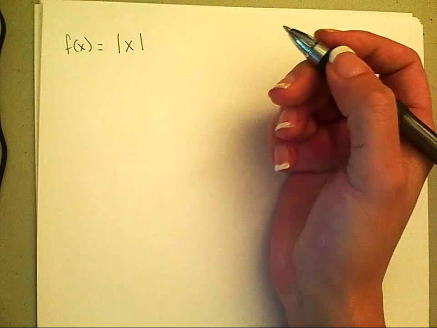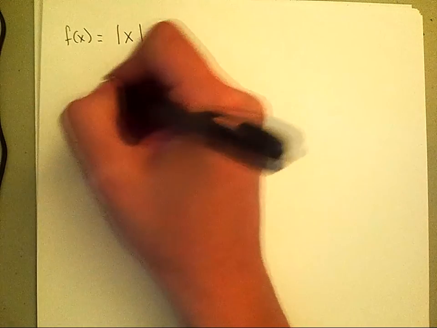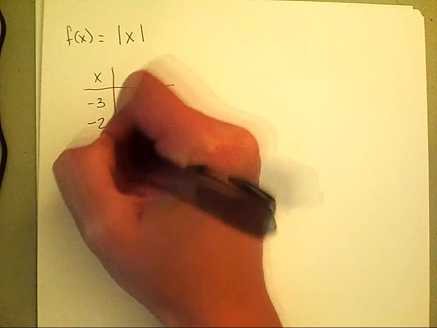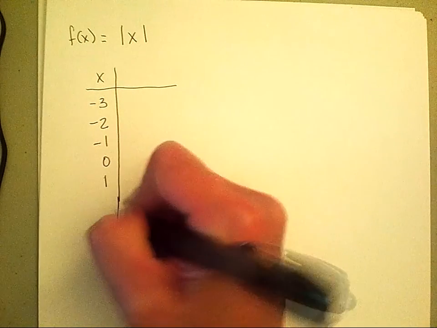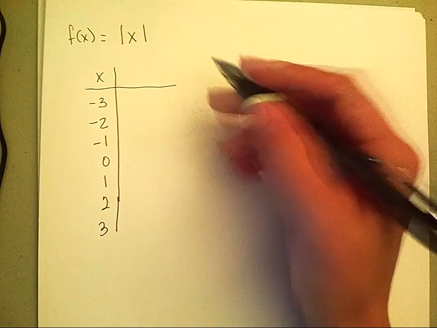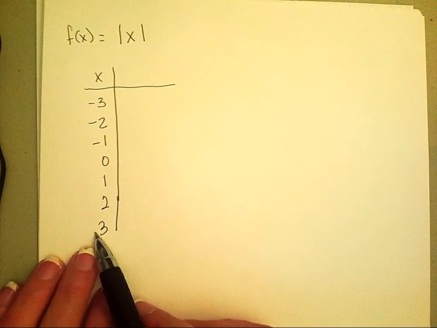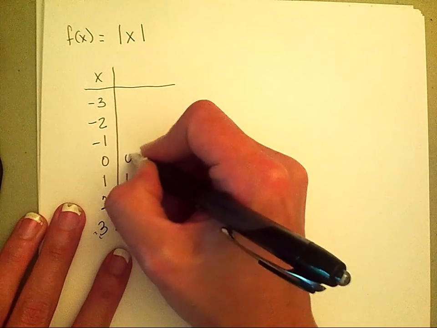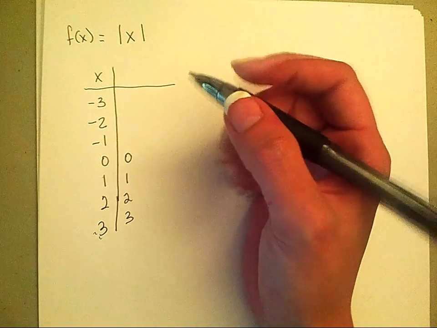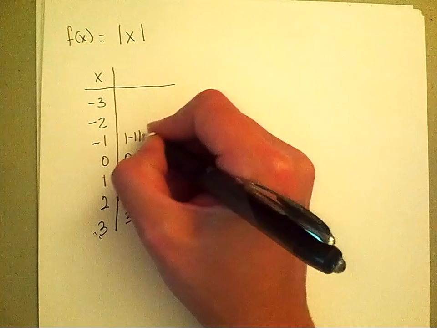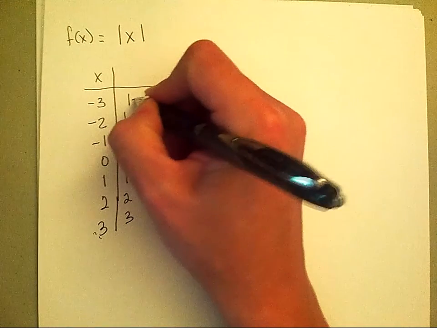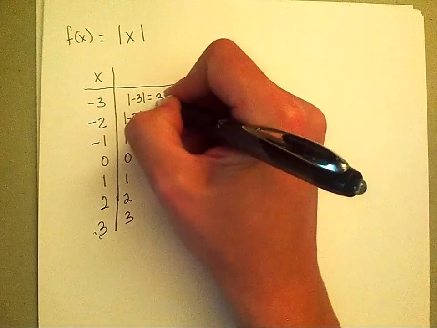So if our function is equal to the absolute value of x, if we had to build a table of values from this, we can start with the positive values. The absolute value of 3 is 3, 2 is 2, 1 is 1. The absolute value of 0 is 0. Okay. Then here the absolute value of -1 is +1. The absolute value of -2 is +2. Absolute value of -3 is +3.